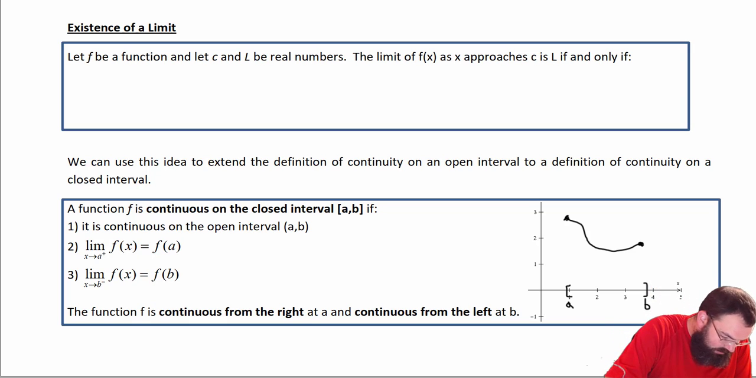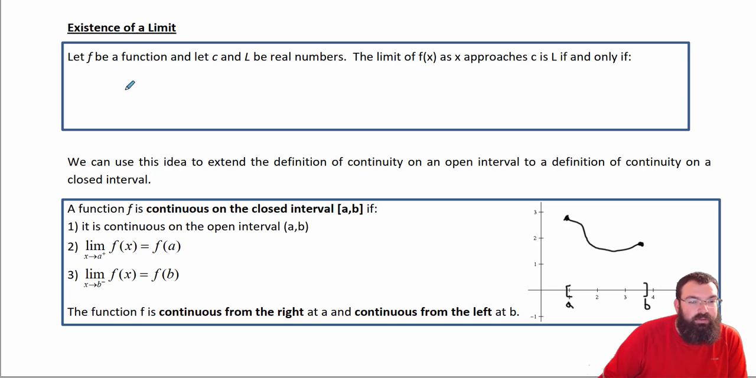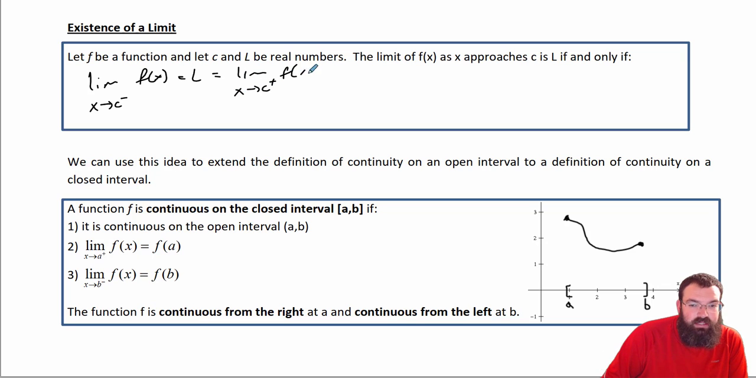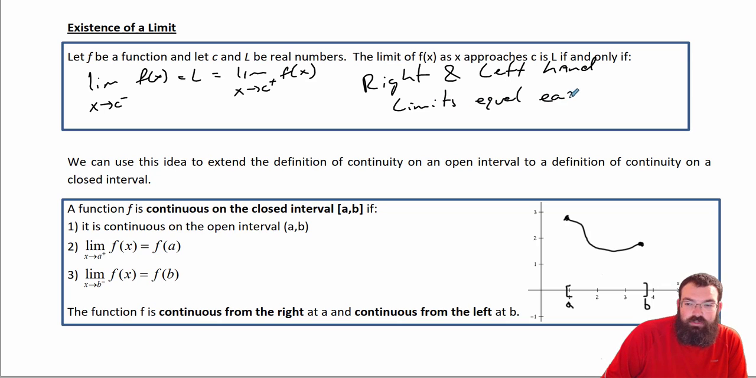Existence of a limit. This is kind of like the second part of the continuity definition. If the limit as x approaches c from the left of f of x is equal to L, which is then equal to the limit as x approaches c from the right of f of x, then the right-hand and left-hand limits equal each other. That's pretty self-explanatory.